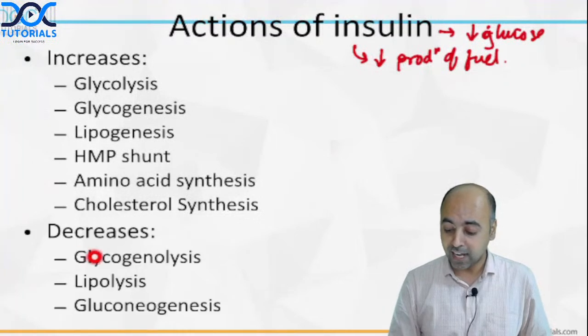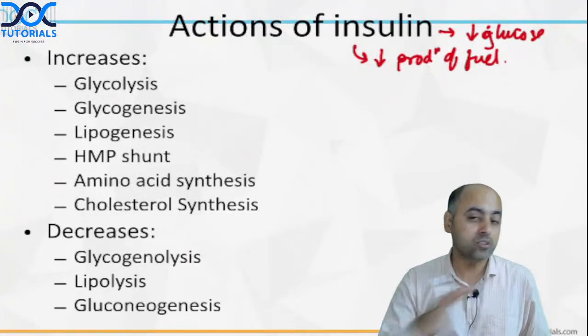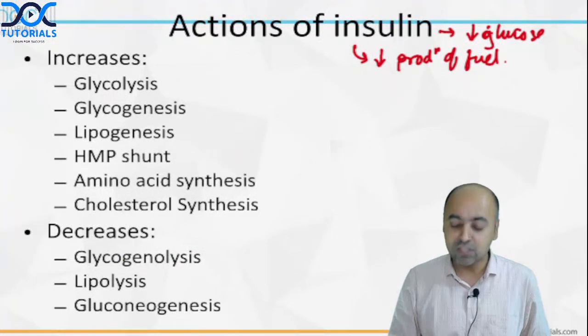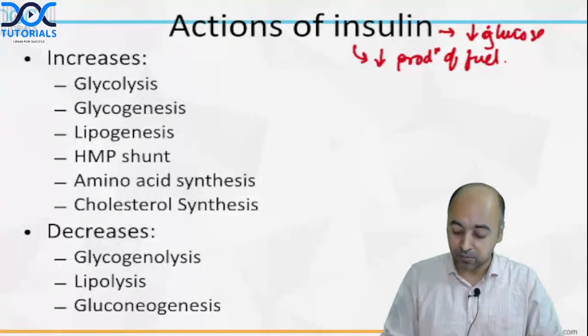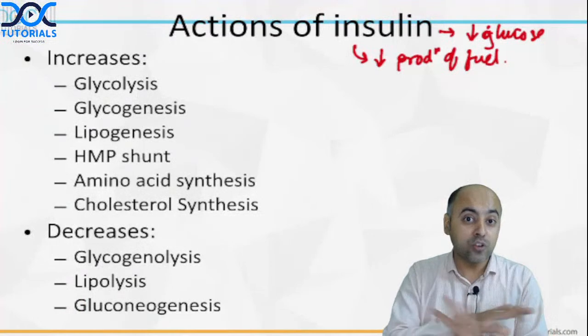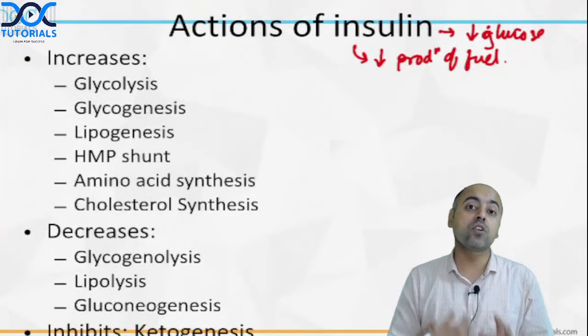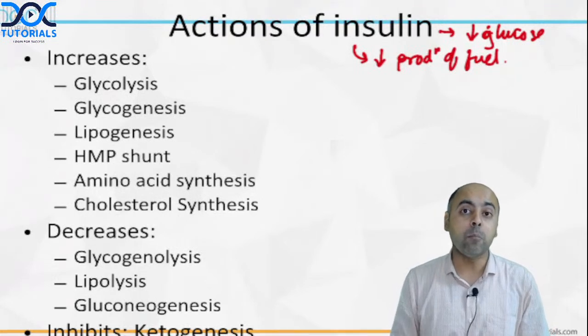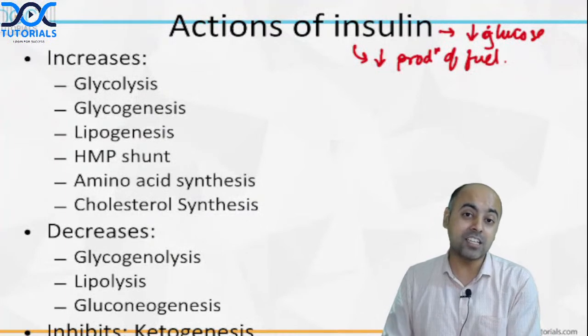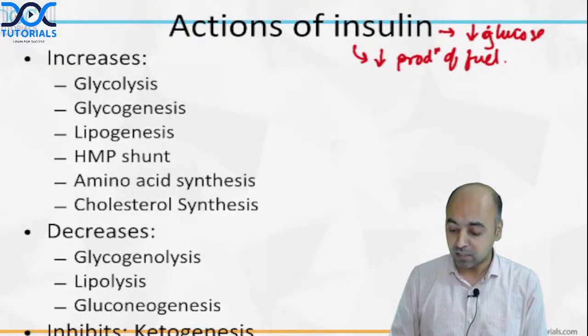On the other hand, glycogenolysis is providing us the glucose, we don't need it, stop it. Lipolysis will provide the free fatty acid, we don't need it, stop it. Gluconeogenesis will give us the free glucose, we don't need it, stop it. And lastly, the ketone body synthesis will also be inhibited by the action of insulin. So any enzyme which is there in these pathways will be activated by insulin.